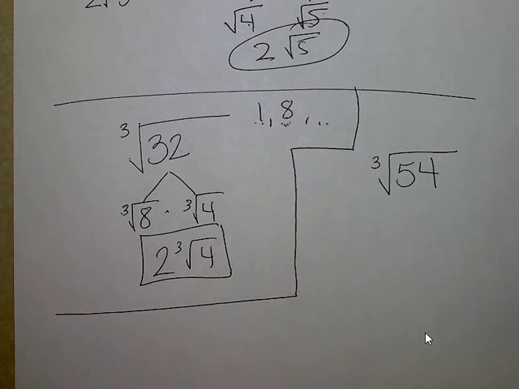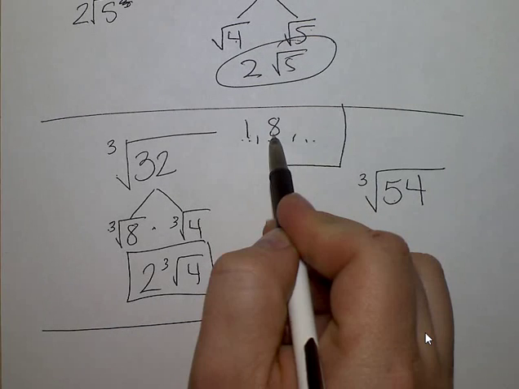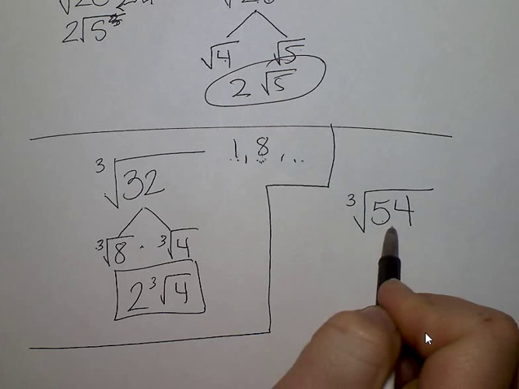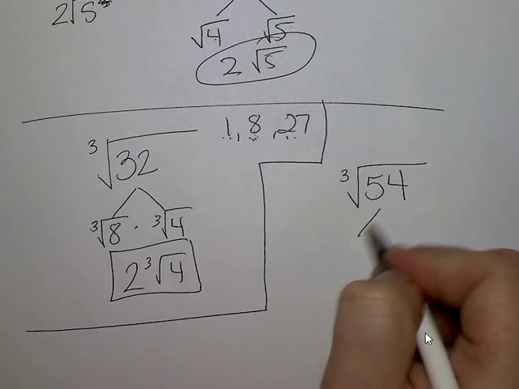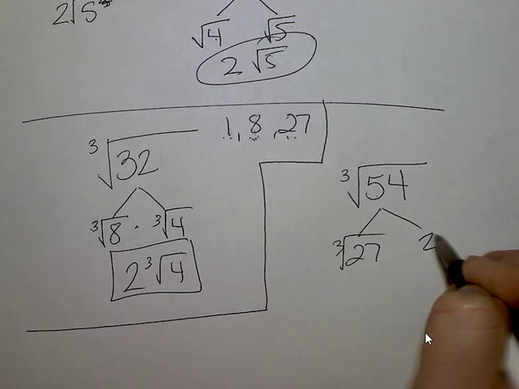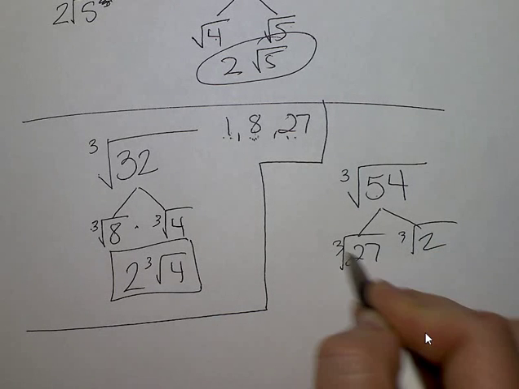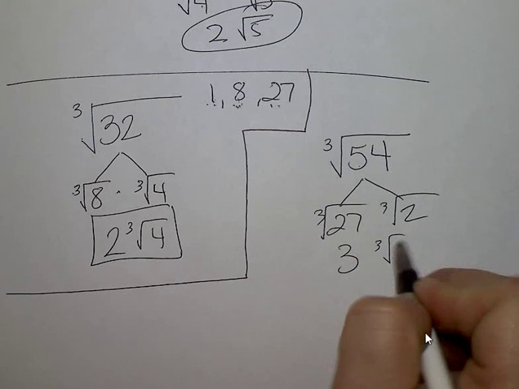All right, here we go. So, 1. Does 8 go into 54? No. What about 27? 27 times 2. So the cube root of 27 is 3. And here's your final answer.